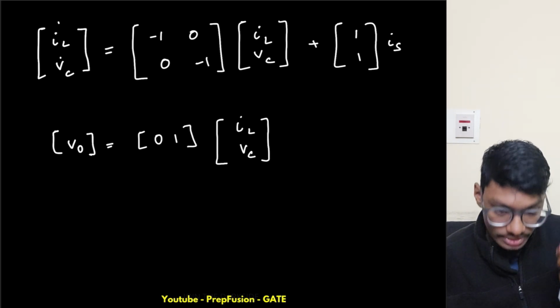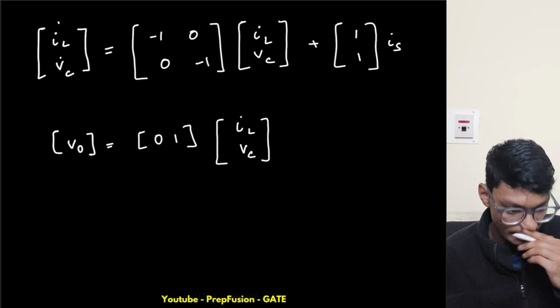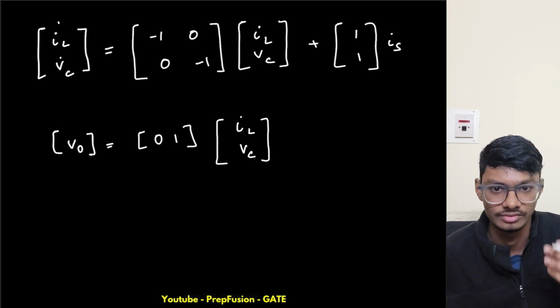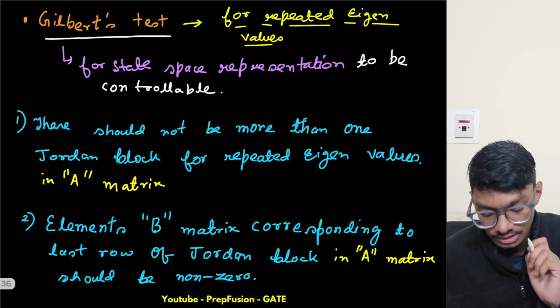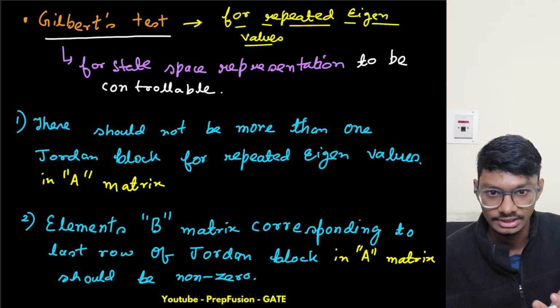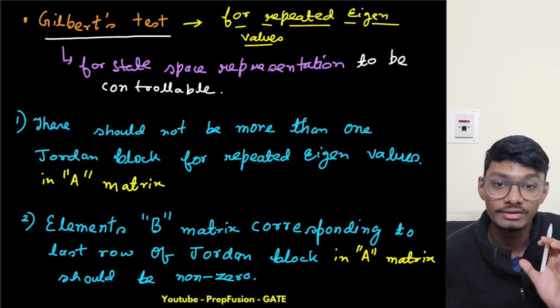Now let's talk about controllability. From this step, you can simply find QC and QO and check for controllability and observability. But I will tell you one other method, the Gilbert's test. I have taught this in my theory class, in the control system playlist, but I will give you a brief for when I have repeated eigenvalues.